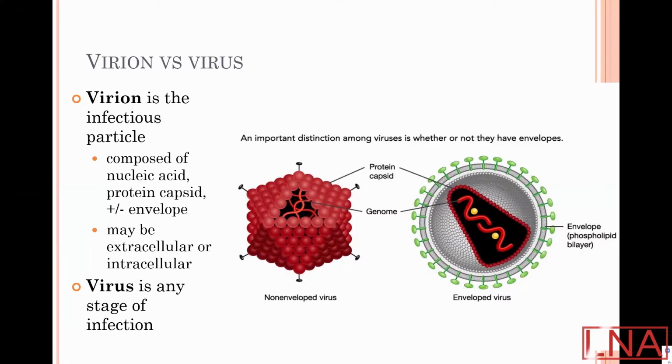Virion may be intracellular or extracellular, it doesn't matter. It's an infectious particle. But virus is any stage of infection. Yes, you can say virus when you are observing a non-enveloped or enveloped virus. You can also say virus when you're talking about a current infection, meaning the virus does not look like this complicated structure. It's just a genome. Anyway, it's a virus. So virus is like a stage of infection.